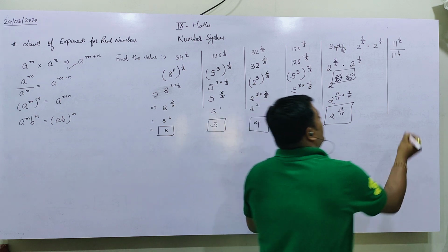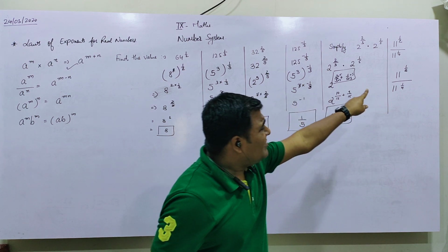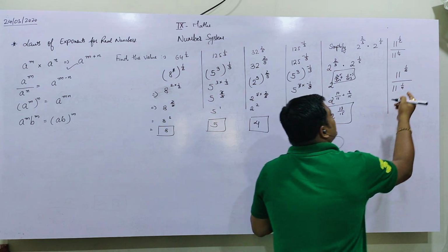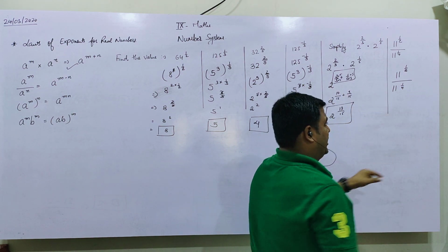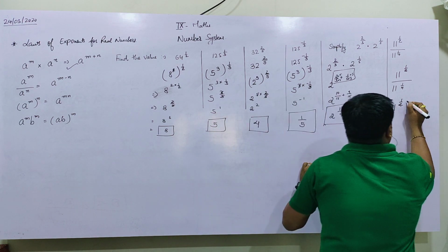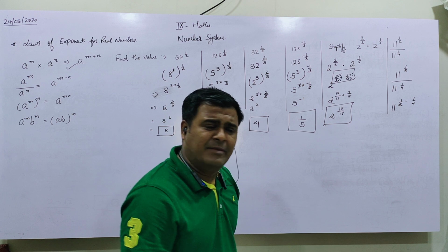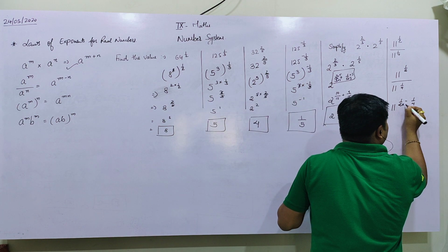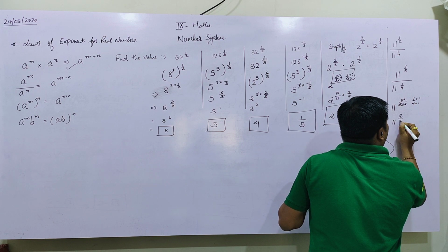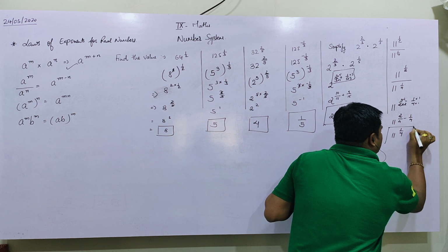The last question here: we have 11 to the power 1 by 2 upon 11 to the power 1 by 4. Here the bases are same and it is division, so the powers are subtracted: 1 by 2 minus 1 by 4. The LCM is 4, so 1 by 2 becomes 2 by 4. So 2 by 4 minus 1 by 4 gives 11 to the power 1 by 4. This is our final answer.